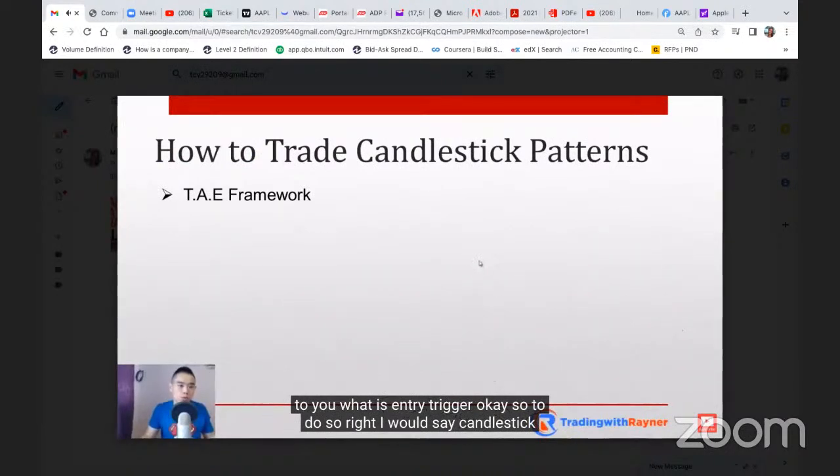Okay, so to do so, I would say candlestick patterns are very useful and powerful entry triggers into a trade. So before we can go into this framework, let me share with you five powerful candlestick patterns that can serve as an entry trigger. And once we've learned that, we can look at this framework and see how we can actually find high probability trading setups in the market.